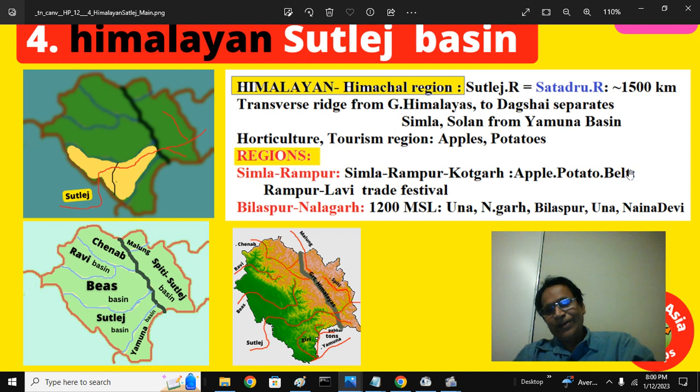In fact, the agricultural research center of the Indian Council of Agricultural Research, the Central Potato Research Institute, CPRI, is present at a place called Kufri, a few kilometers east of Simla town. The other region, Bilaspur Nalagarh, is below 1200 meters above mean sea level. It covers the Una, Nalagarh, Bilaspur, and Naina Devi regions, and above 1200 meters is the Simla Rampur region.